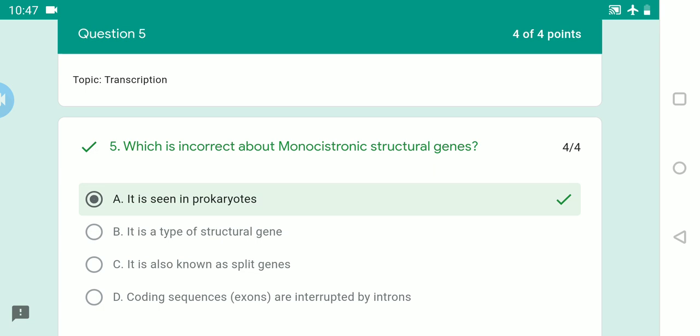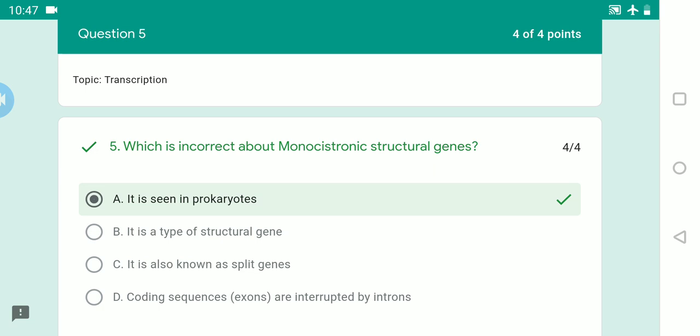So here the question is, which is incorrect? You should identify the incorrect term about monocistronic structural genes. Let me read the options. It is seen in prokaryotes. So option A is the incorrect one, because monocistronic structural genes are found in eukaryotes. Polycistronic genes are found in prokaryotes. The remaining options are all correct.